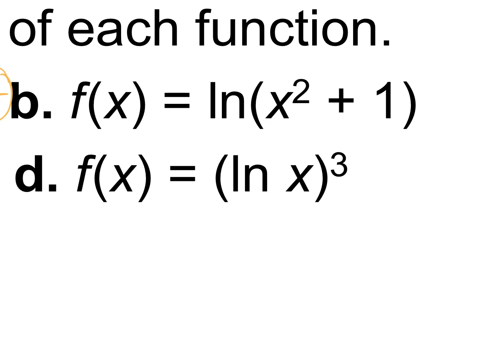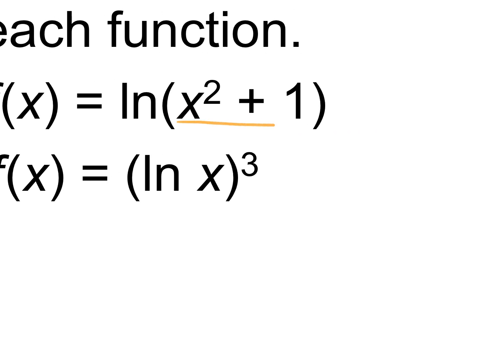Let's do b. So what we take the ln of is going to go on the bottom. So x squared plus 1. Then our derivative of this is going to go up top. What's the derivative of x squared plus 1? 2x. Awesome. So that's our answer.